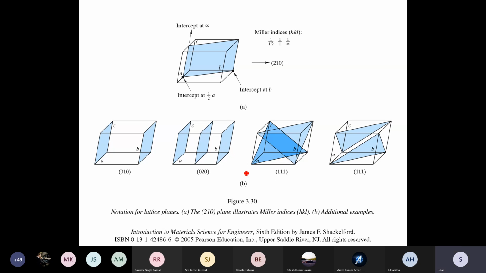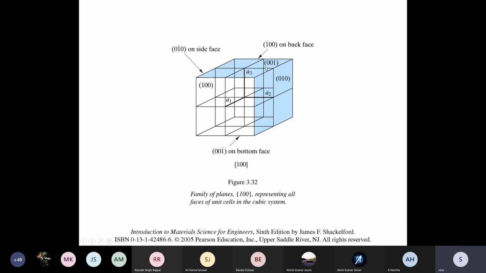Where does it intercept? It intercepts the x-axis at half the length, the y-axis at the full length, and is parallel to the vertical axis. So the reciprocal of the fractional intercepts will be 1 by half, 1 by 1, and 1 by infinity. It becomes 2, 0, 0, this plane.